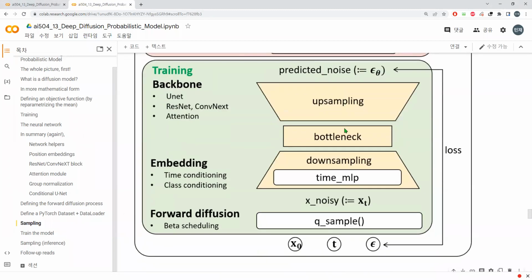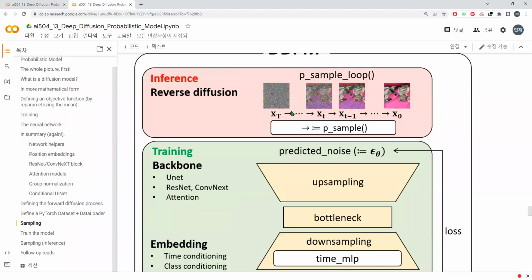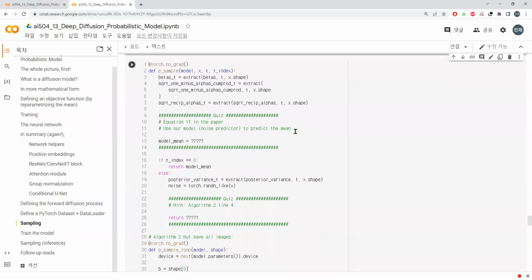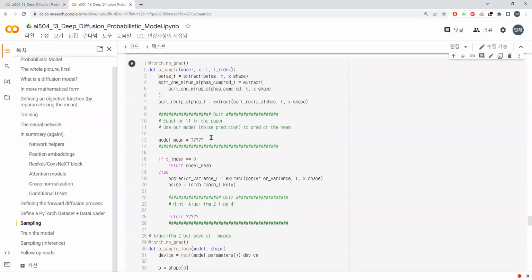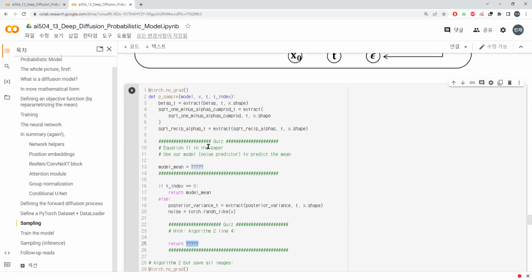P sample means the single step of reverse diffusion. What you have to do with this P sample function is, as I already said, a single time step of reverse diffusion. And to do that, what should be filled in for these question marks? Let's fill it in until 12 p.m.